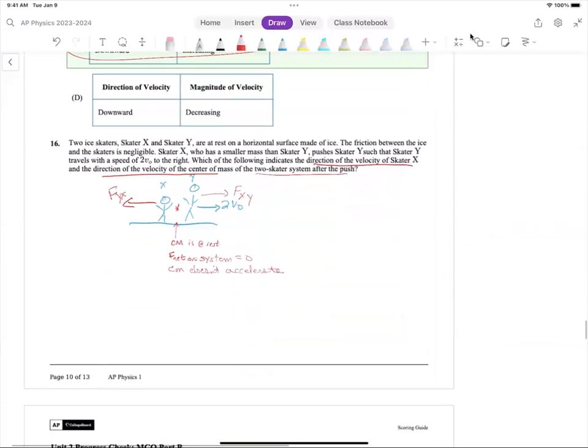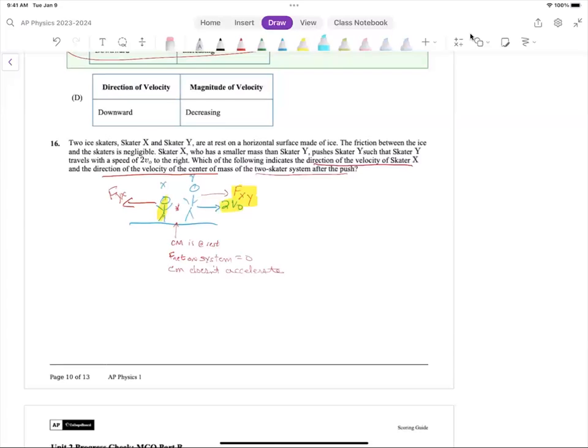Number 16, 2 ice skaters, X and Y, are at rest on a horizontal surface made of ice. Friction is negligible. X has a smaller mass and pushes on Y such that Y travels with a speed 2v naught to the right. So here you go. The smaller one is here. The 2v naught is to the right, which meant that was a force Fx on Y, the force from X on Y.